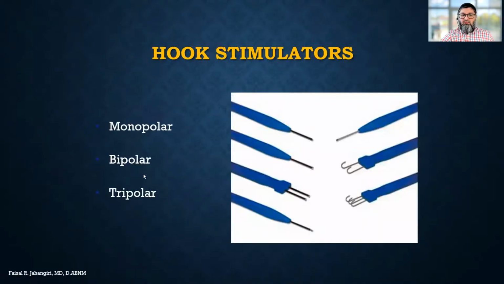So we have monopolar electrodes: fine tip, sharp tip, blunt tip. We have bipolar electrodes. We have side by side bipolar, where the distance between the ball tips can be very close. So this is very close, and this is a little bit further apart. These are again side by side. They are hook bipolar, and the last one is a tripolar electrode.